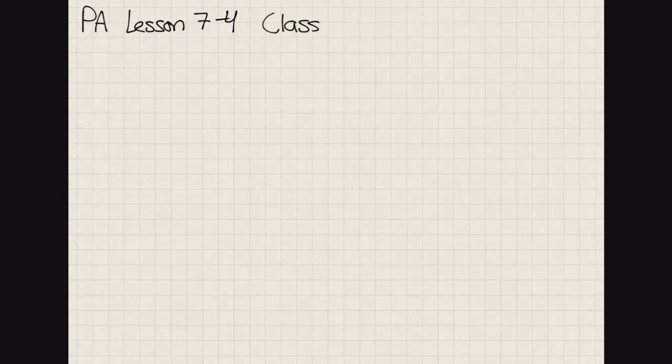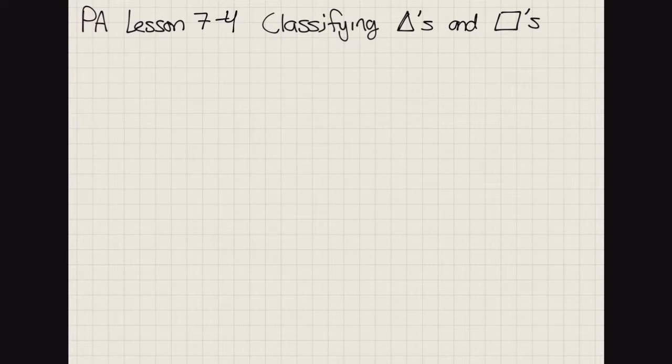Okay, so let's go ahead and first of all start by labeling our notes. This is going to be PA, lesson 7-4. And it's all about classifying. I'm going to draw pictures for this. Triangles and quadrilaterals, or four-sided figures. Not rectangles, quadrilaterals.